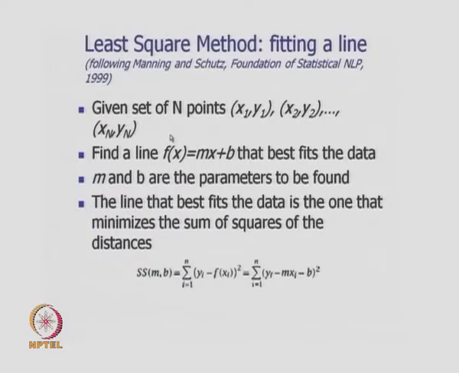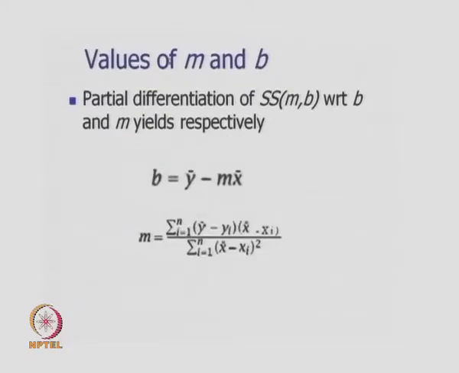Now, how do we minimize? We take partial differentiation of this sum square distance with respect to b and m, and if we do so, we get b equal to y bar minus m x bar, and m is this expression. So, for clarity, let us do this derivation quickly.